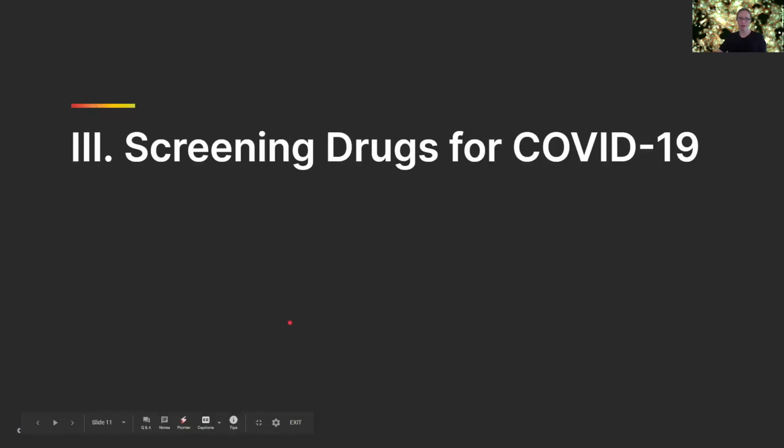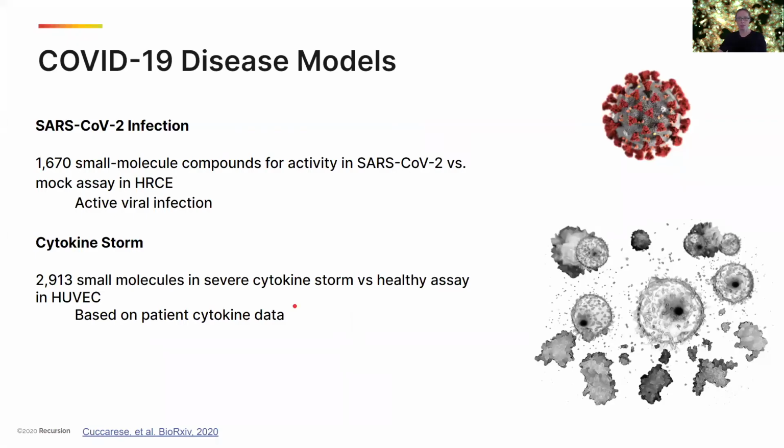In this part of the talk, I'm going to tell you about the data sets that we released in conjunction with our COVID-19 screening efforts. We developed 2 independent disease models of COVID-19. The first, a SARS-CoV-2 infection of primary human renal epithelial cells. And the second, a cytokine storm model. In this model, we developed cytokine panels based on data from patients suffering from either severe cytokine storm or a healthy cytokine response to COVID-19. In both of these models, we screened for small molecules that reverted the disease phenotype back to the healthy state.